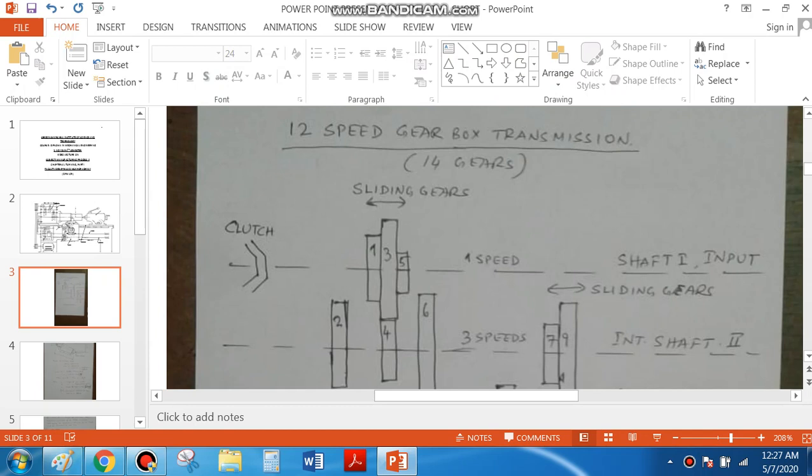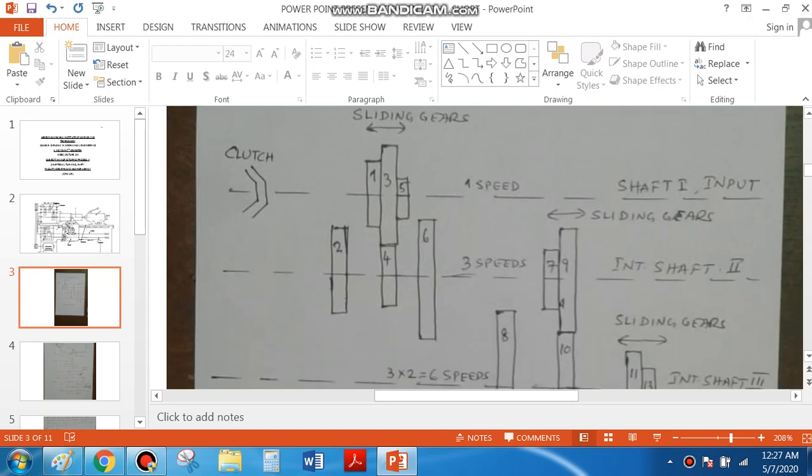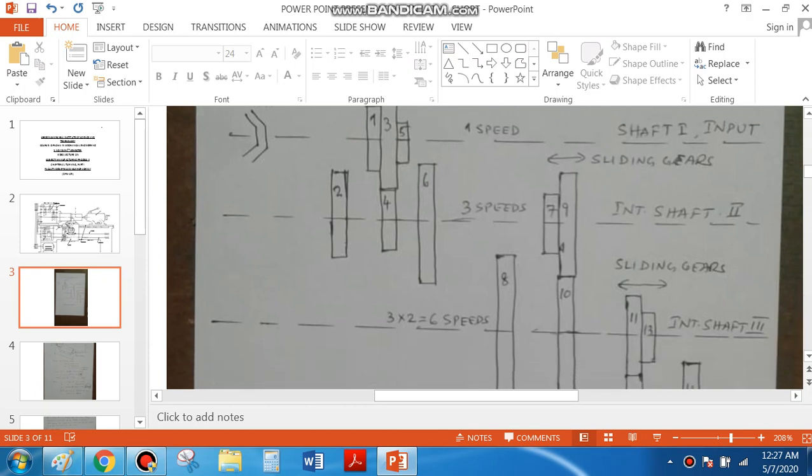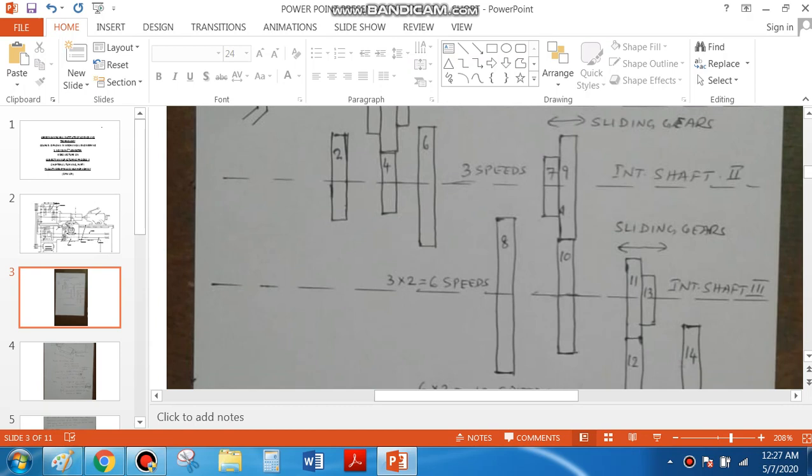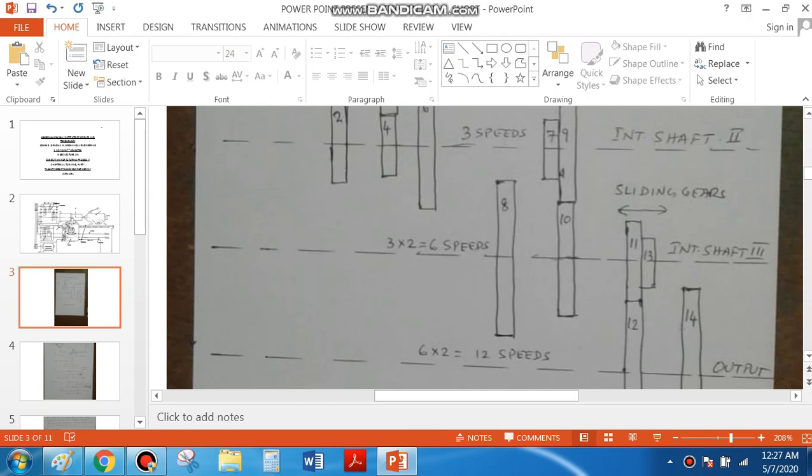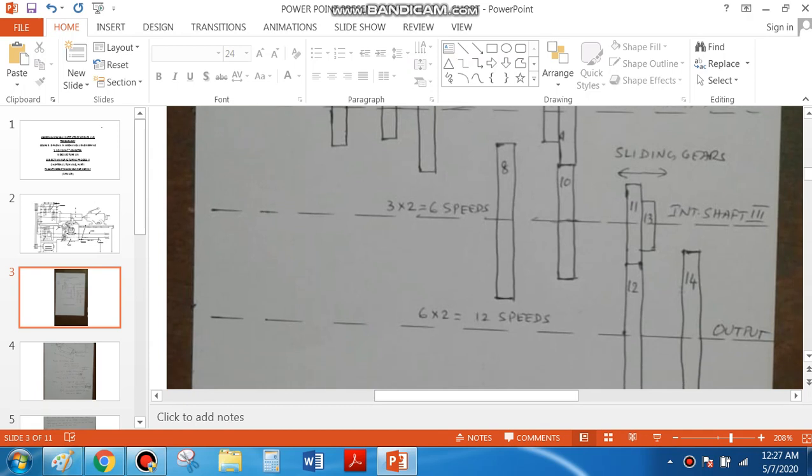There is a cluster gear on the first shaft consisting of 3 sliding gears, and the three gears match the 3 gears on the second shaft. So if we have 1 speed in the input shaft, we will have 3 speeds on the second shaft. On the second shaft, there is a cluster of 2 sliding gears, which match with 2 gears on the third shaft. So we get 3 into 2, 6 speeds in shaft 3. Then there is another cluster of 2 gears, which transmits the power through 2 gears on the output shaft. So we get 6 into 2, 12 speeds on the output.